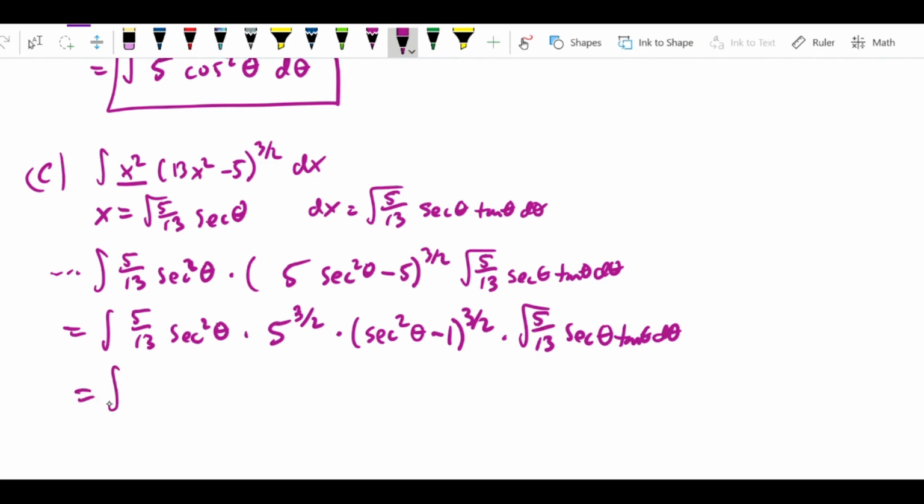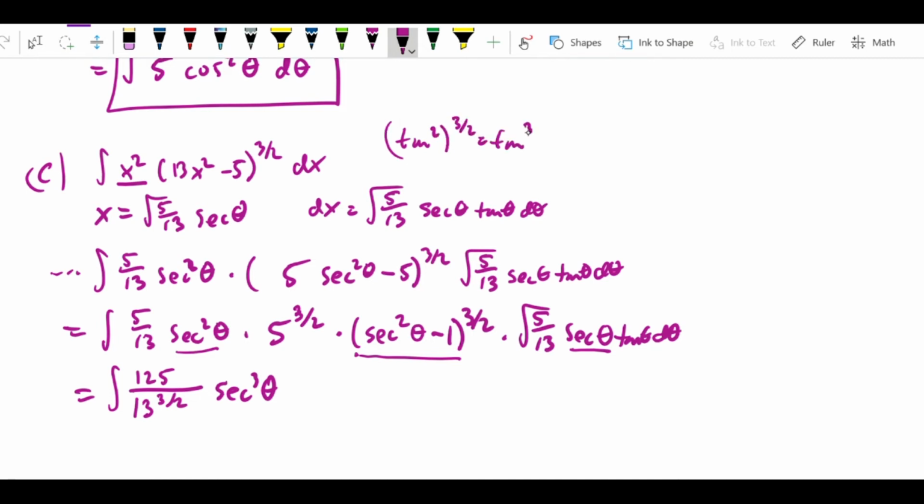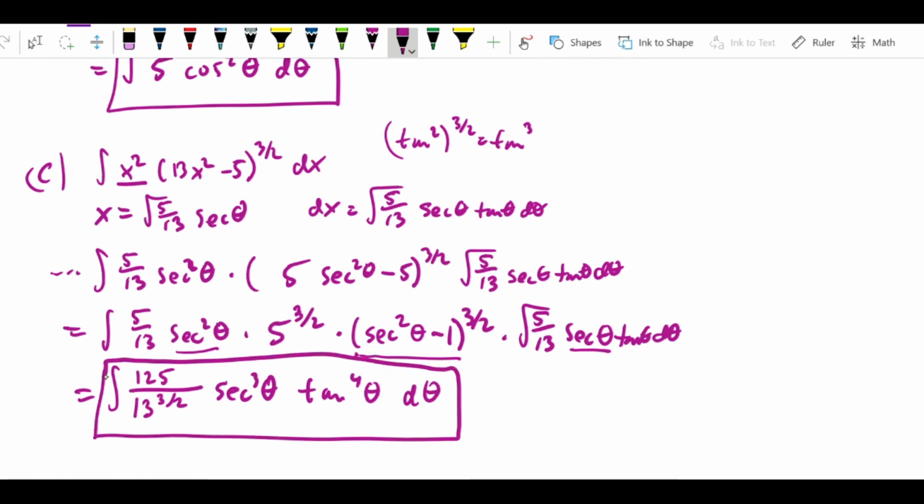So this is going to equal the integral of 5 cubed, or 125. And we also have 13 times the square root of 13, so that's going to be 13 to the 3 halves, or I could write it as 13 root 13. Then let's add up the powers of secant. I have secant squared here, and then secant there, so that's going to be secant cubed theta. Secant squared minus 1 is tangent squared. So when I raise that to the 3 halves, note that tan squared to the 3 halves just equals tan cubed. So this is going to be 3 powers of tangent and 1, so that's tan to the 4th theta d theta. I think I've accounted for everything correctly there. That's good. Okay, so there's part C.